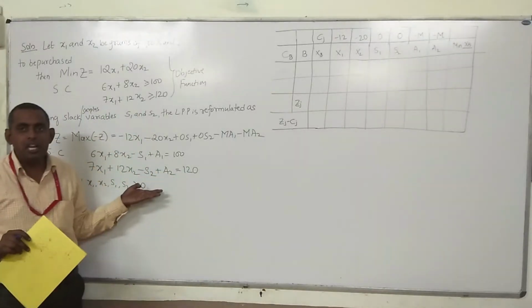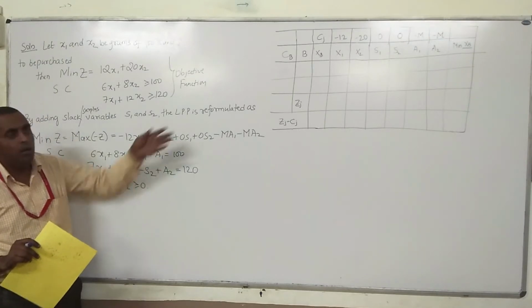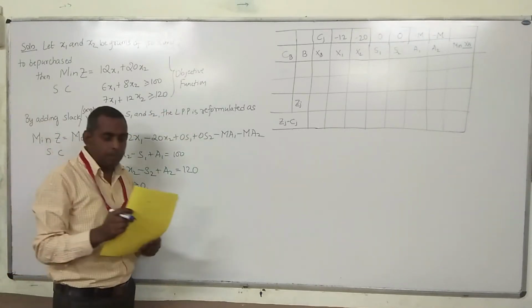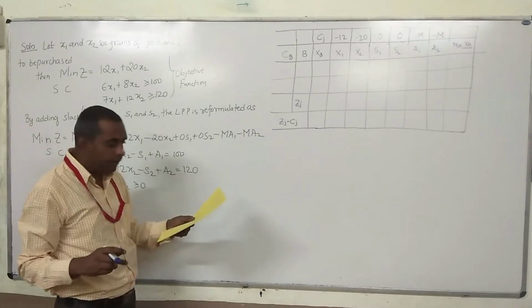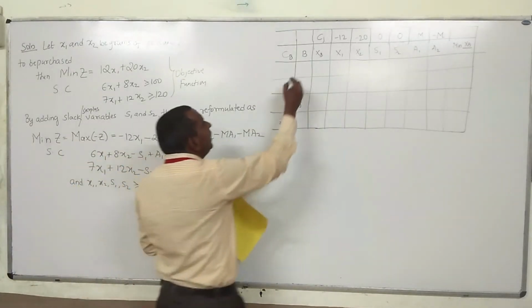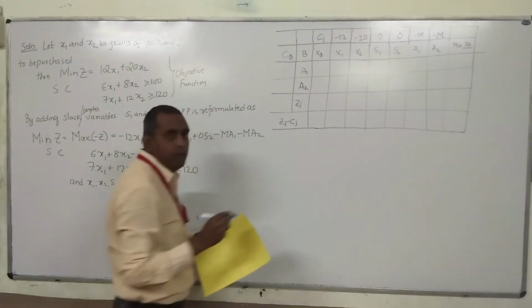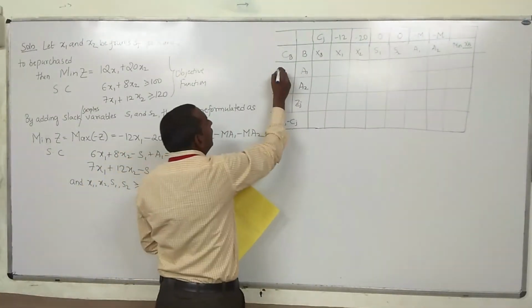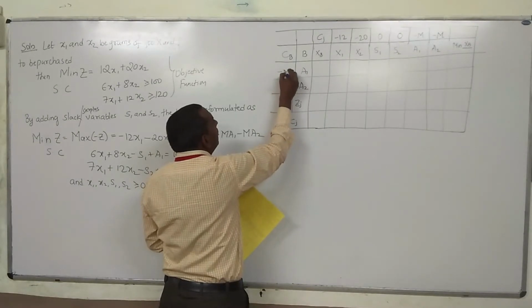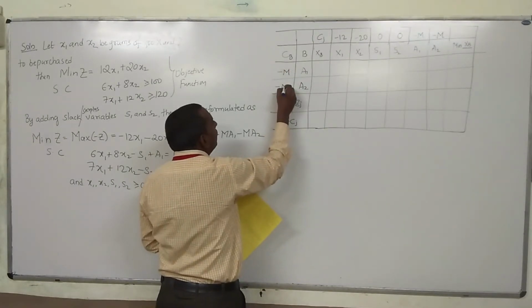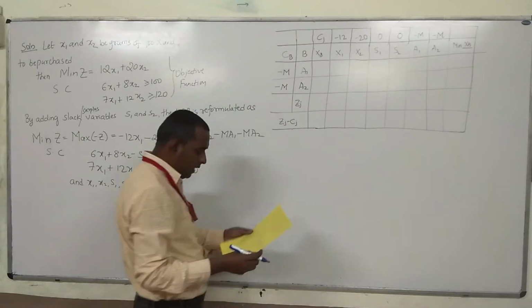The standard form of an LPP. Then we need to implement this in a simplex table. So let me write the values in the simplex table. B is A1 and A2, these are the artificial variables. The coefficient of A1 is minus M, and the coefficient of A2 is also minus M.